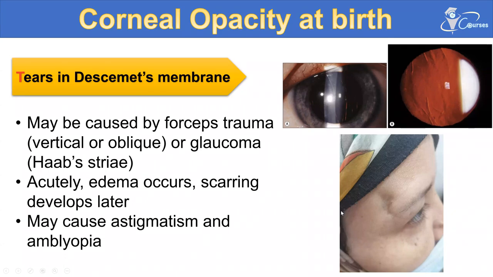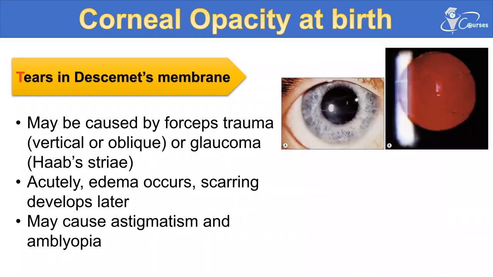The other differential diagnosis of the tears in the Descemet's membrane is congenital glaucoma. Again, congenital glaucoma will cause a stretch of the ocular tissue under the effect of the intraocular pressure. Since children have elastic ocular tissues, they will stretch under the effect of intraocular pressure, leading to horizontal tears in the Descemet's membrane, sometimes referred to as Haab's striae. Haab's striae are horizontal tears present in the Descemet's membrane, which can also lead to edema and scarring.